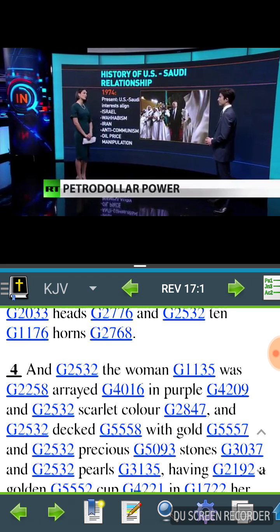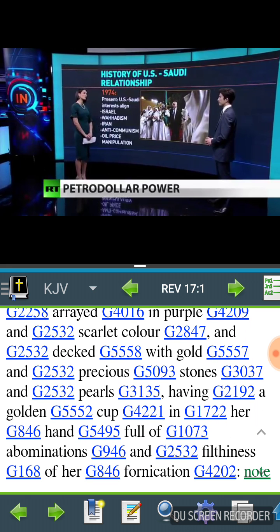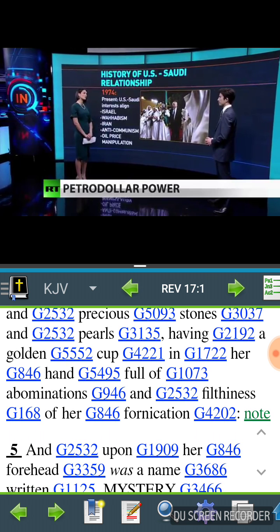Verse 4. It says, and the woman was arrayed in purple and scarlet color, and decked with gold and precious stones and pearls, having a golden cup in her hand, full of abominations and filthiness of her fornication. What you're taking away from this is you seeing a whore dressed in royalty, a filthy slut dressed in royalty, because purple is royalty. So who's that filthy slut that has that royal appearance?